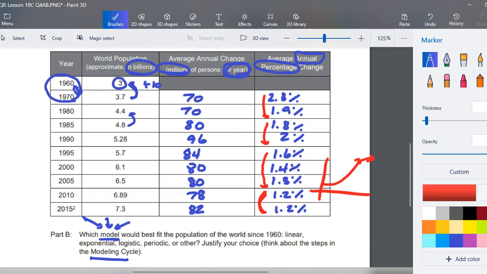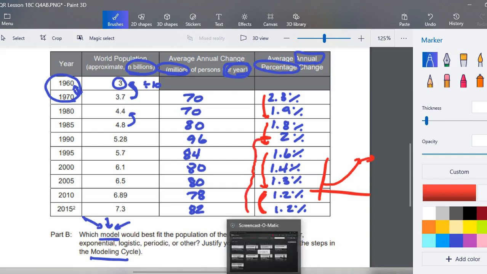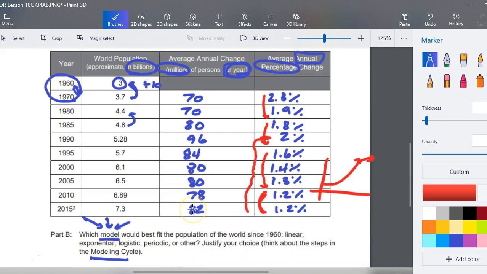The average annual percentage growth is slowing. It's gone from our, starting right here, even at the 2 to 1.6, 1.4, down to 1.2. And this is suggesting that the model has changed from increasing at an increasing rate to increasing still, but at a decreasing rate. And so this change indicates that a logistic curve really may be the best model.